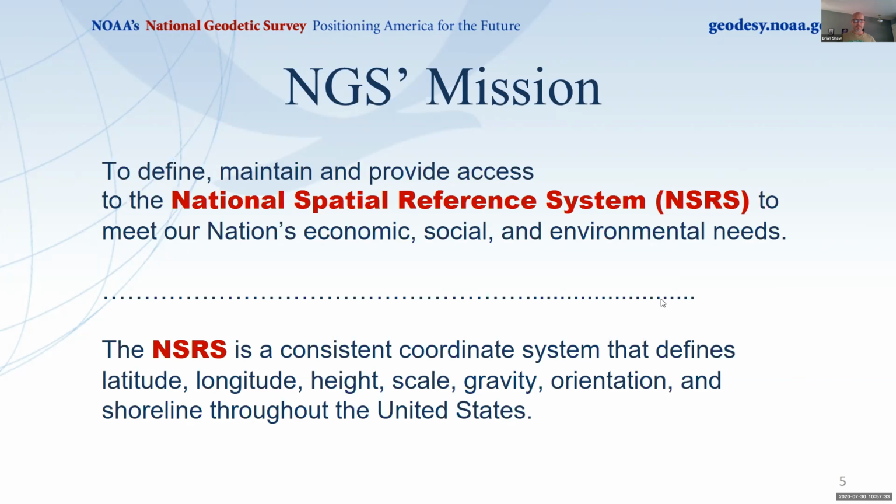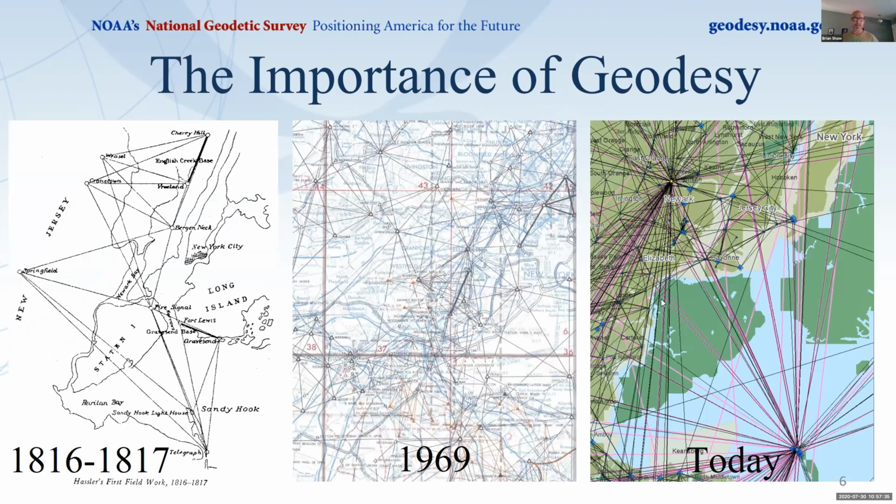And so the importance of geodesy: on the left here, you can see Hassler's first fieldwork was done in New York Harbor. Back then, the way surveying was done is you would have these geodetic monuments and you would turn angles with a theodolite to determine horizontal positions. And here you can see a bunch of the vectors and the stations on the map.